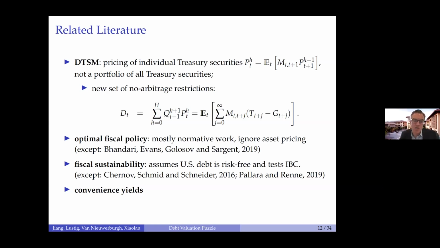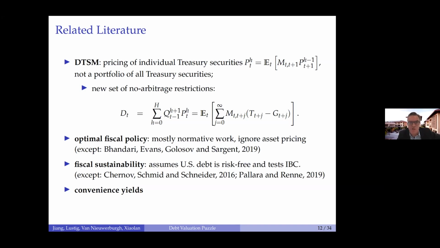There is also a large literature on fiscal sustainability, which assumes that the debt is risk-free and then tests the intertemporal budget constraint, okay? So that literature suffers from sort of a joint hypothesis problem, because they're assuming debt is risk-free and then testing the intertemporal budget constraint, but you can't really do that because it doesn't look like these surpluses should be priced off of the risk-free rate. There are exceptions to this. A very nice recent paper by Mike and Lucas with Andres Schneider, and another paper by Payar and Ren recently, have tried to address this.